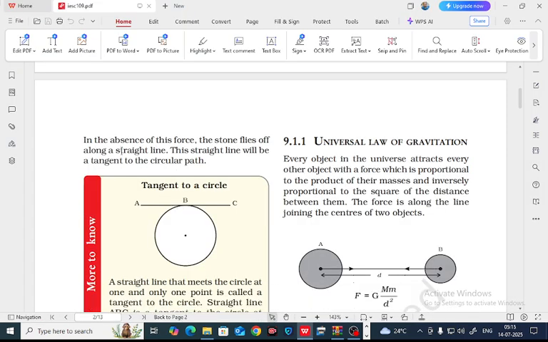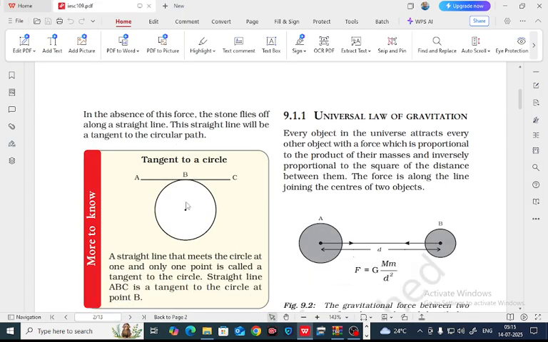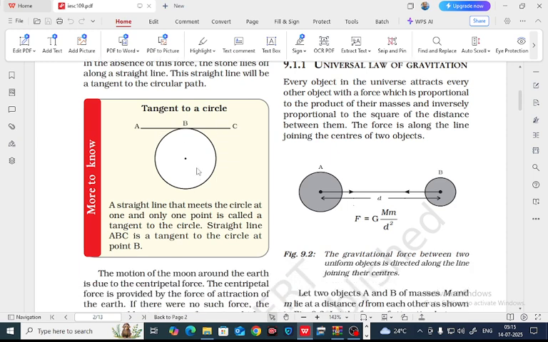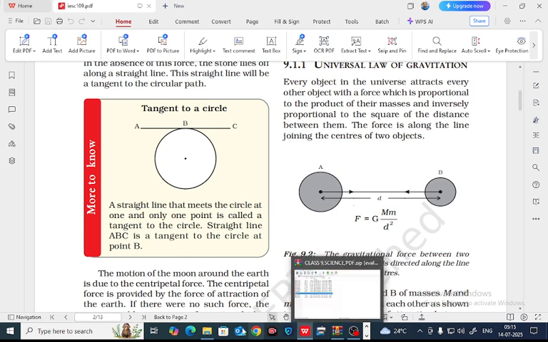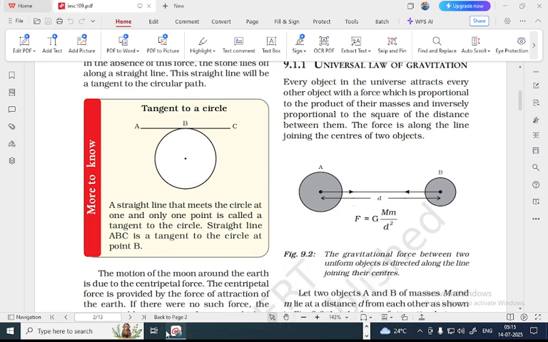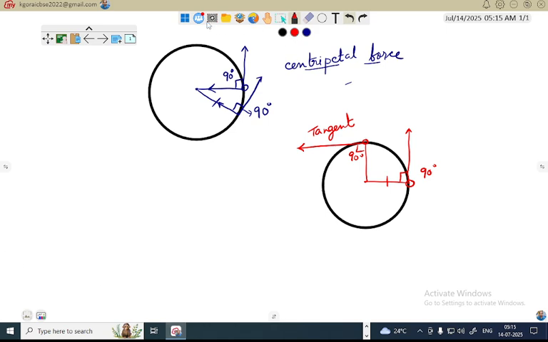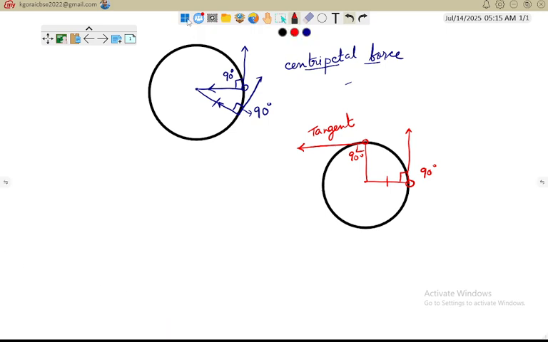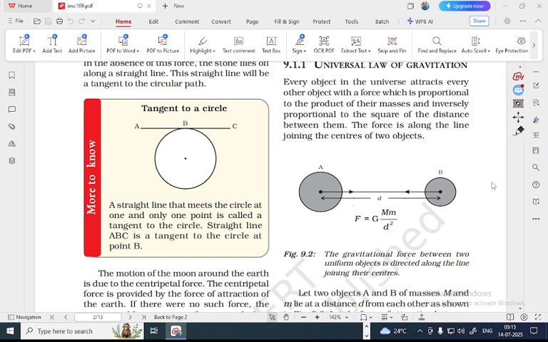Next, in the absence of this force, the stone flies off along a straight line, that is, tangentially, or naturally perpendicular to the radius. This straight line will be a tangent to the circular path. I already told you that tangent means this one. This is the tangent to the circle. That means it is 90 degrees to the radius. In this way, this is 90, this is 90, right?